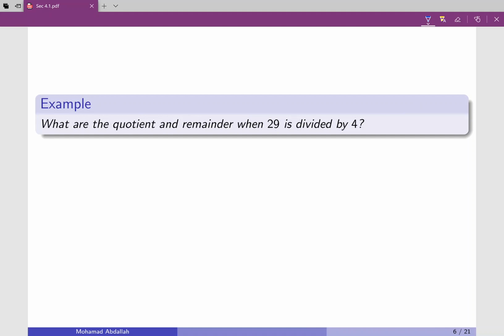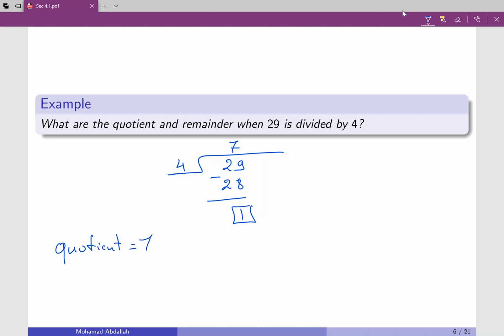So what are the quotient and the remainder when 29 is divided by 4? Just perform the regular division here. 29 divided by 4. This is 6, 7. 7 times 4 is 28. Subtract, you get 1. You stop when you cannot divide anymore. So the quotient is 7 and the remainder is 1.